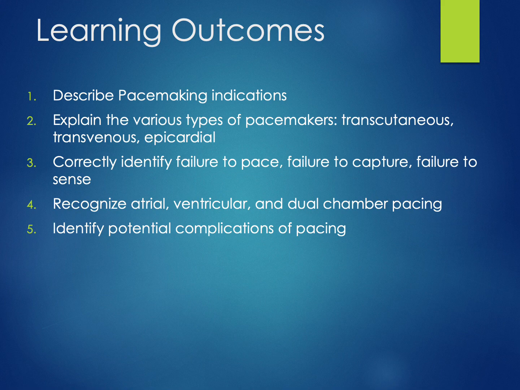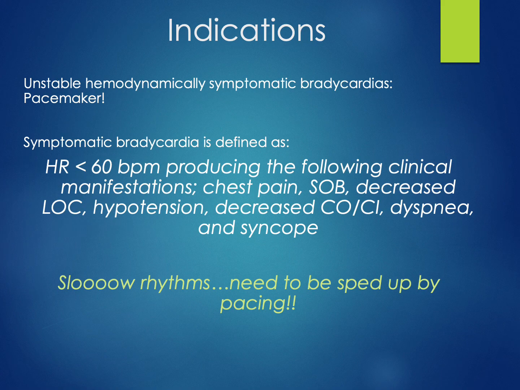We'll review different types of pacemakers and then focus on what could go wrong once someone has a pacemaker in place. That includes general complications as well as the malfunctions of a pacemaker, such as failure to capture, sense, and pace. And then we'll also look over a few EKG strips so that you can identify single and dual chamber pacing. So when do patients get a pacemaker?